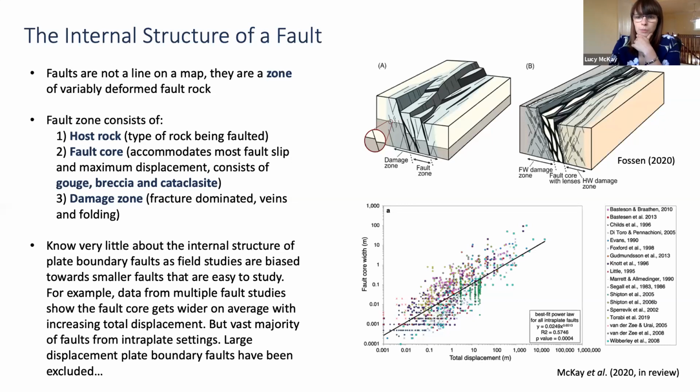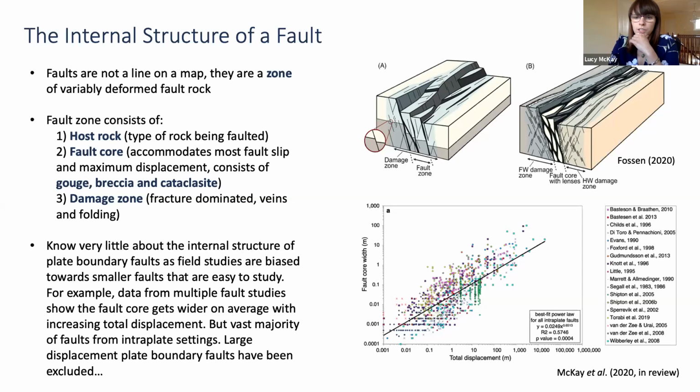Just to give you a little bit of background and information on faults for those who have never worked on them. Faults are not just a line on a map as they're normally shown, they're actually a zone of variably deformed fault rock. A fault zone is typically split into a three-component model. You've got the host rock, which is the rock on either side of the fault core, which is in the middle, and it accommodates most of the fault slip and the maximum displacement, and then the bounding fracture-dominated damage zone.